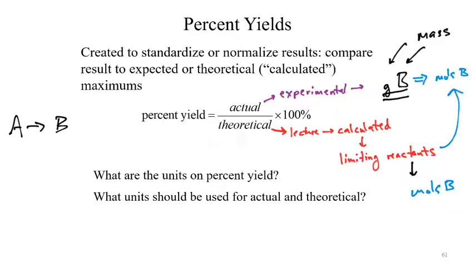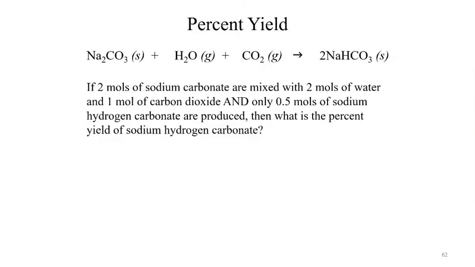So it doesn't really matter what unit you decide to use for the actual, but once you've defined it, you have to use that same unit for the theoretical. Okay? And I think I can actually show that in the next sequence as well. Okay, so let's go ahead and look at an example. So 2 moles of sodium carbonate are mixed with 2 moles of water and 1 mole of carbon dioxide, and only 0.5 moles of sodium hydrogen carbonate are produced. Then what is the percent yield of sodium hydrogen carbonate?